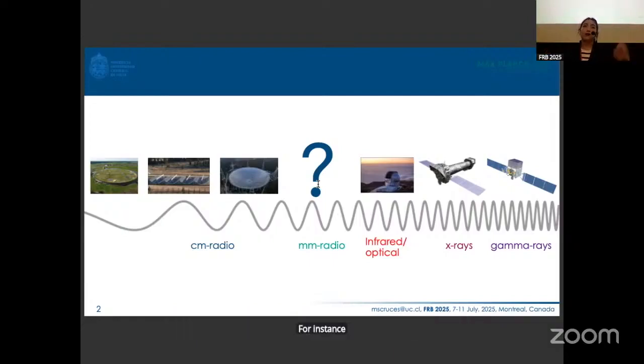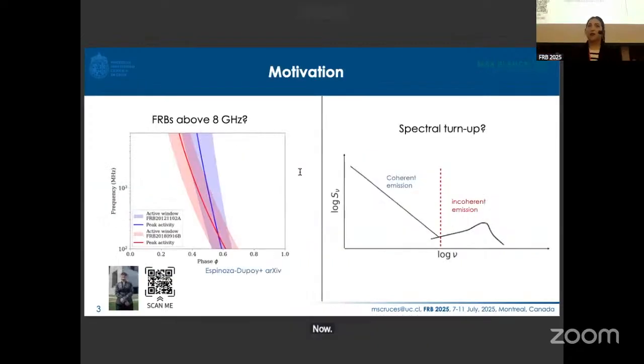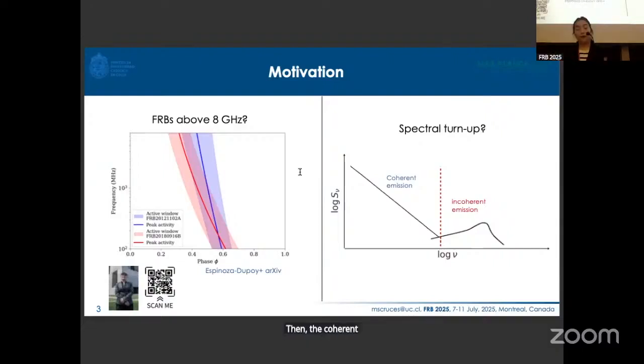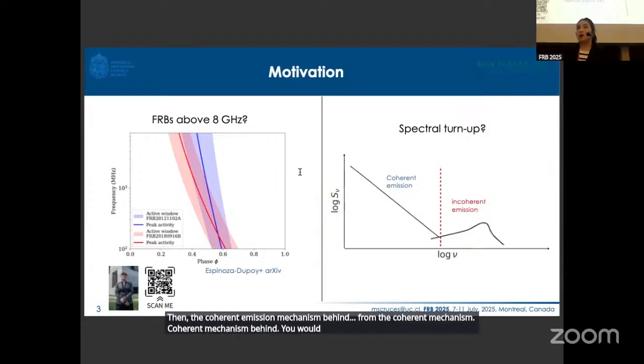For instance, we do centimeter radio plus optical plus X-ray plus gamma ray, but not much somewhere here in the middle. And as of now, if you exclude the FRB-like magnetar, we haven't been successful at detecting centimeter bursts at other wavelengths. Now, if you think of the emission of FRBs being something like pulsars or magnetars, then from the coherent emission mechanism behind, you would expect emission at millimeter waves.